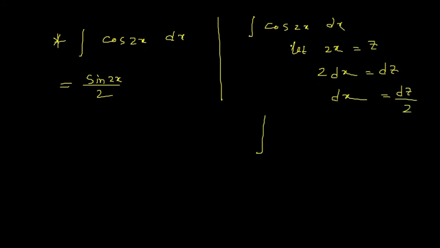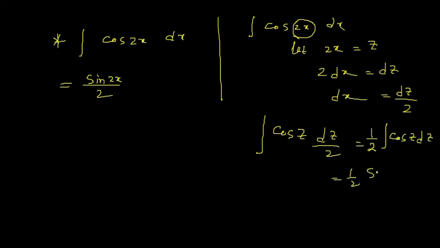Now the integration of cos, 2x is z, so it will become cos z, and dx is dz by 2. So that will become half integration of cos z dz. The integration of cos z is sin z. Now putting the value, half sin 2x, so sin 2x by 2. So the integration of cos 2x is sin 2x by 2.